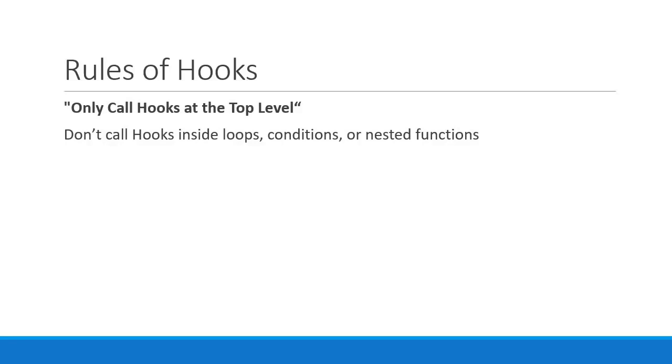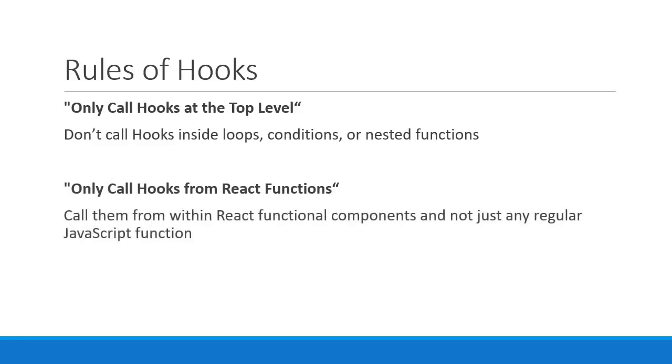The second rule is to only call hooks from React functions. Make sure you call them within React functional components and not just any regular JavaScript function. Both these rules are crucial to how hooks work. So accept these rules for now, and we'll talk more about why we need to follow them later on in the series. Well, with that, we wind up our introduction and the first example on the state hook. Let's take a look at the next example in the next video.